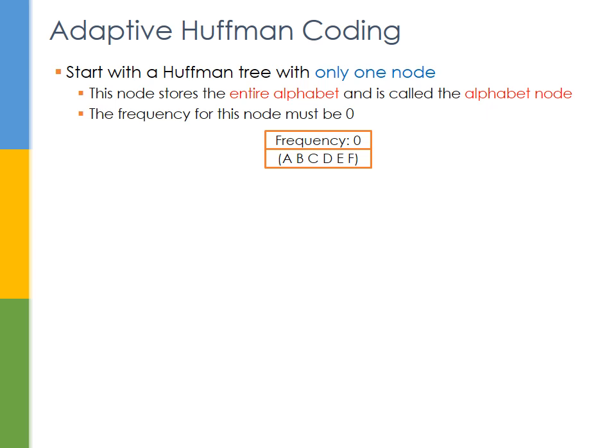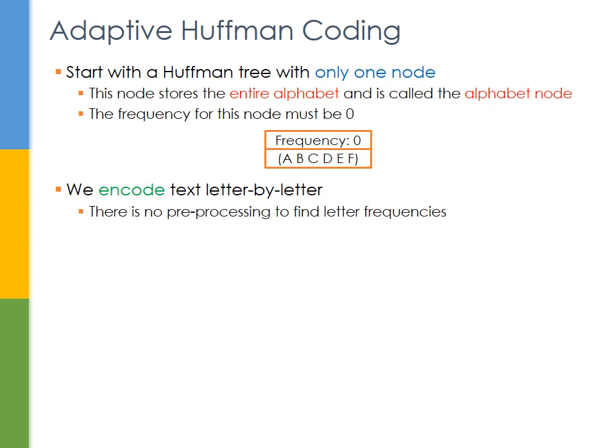So this means that the document that we want to compress can consist only of characters that are selected from this alphabet. When we encode the text, we encode it letter by letter. In other words, there is no pre-processing in order to find the frequencies of letters within our document. As we encounter letters and encode them, we move those letters out of the alphabet node into the rest of the tree.